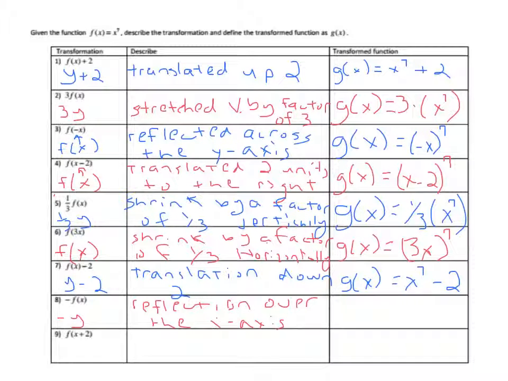So it's the opposite of what you think. At the top we had negative x, which meant it went over the y, and in this case we have a negative y, which means it goes over the x. And if I look at g of x, it is equal to a negative f of x, which is really negative x to the 7th.